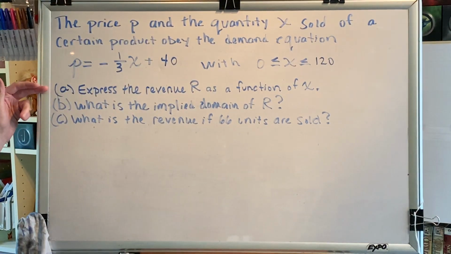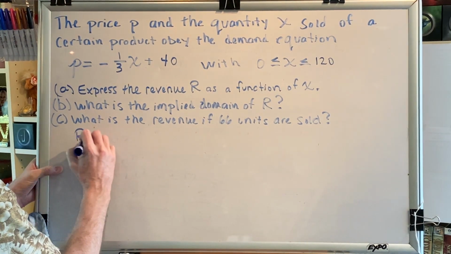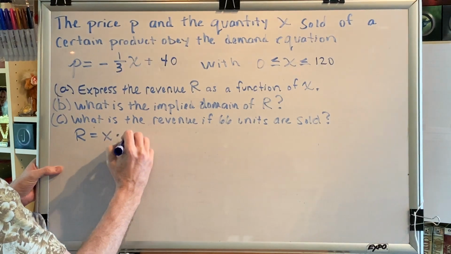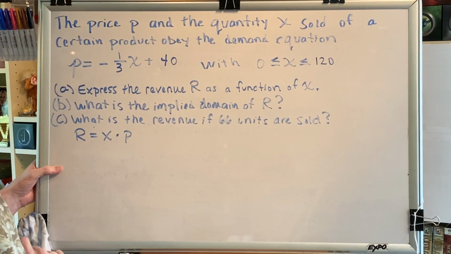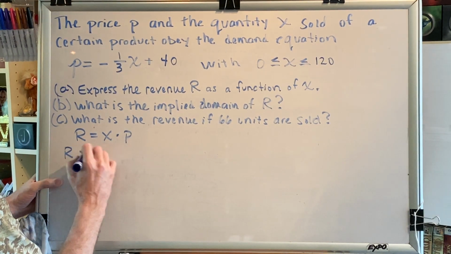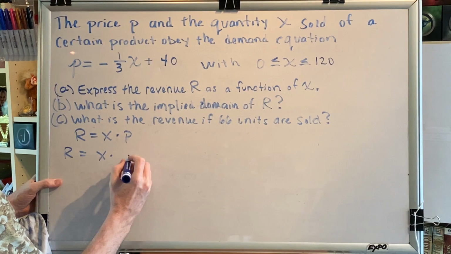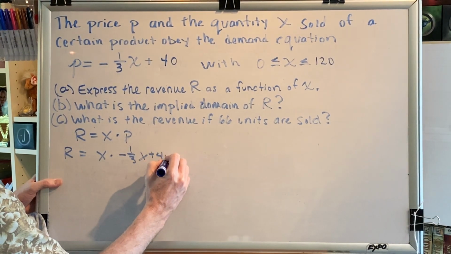Okay, so let's start with part A. Express the revenue R as a function of X. This is actually pretty easy to do. We have to remember the formula that R is equal to X times P. Revenue is equal to the quantity sold times the price. And in this problem, they give us what P is equal to. So we can replace that P with the negative 1/3 X plus 40.